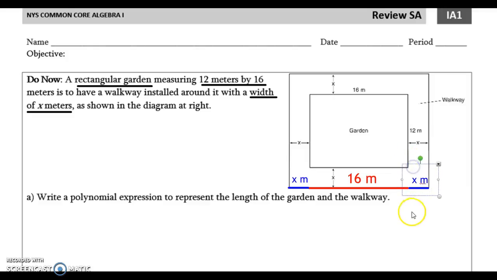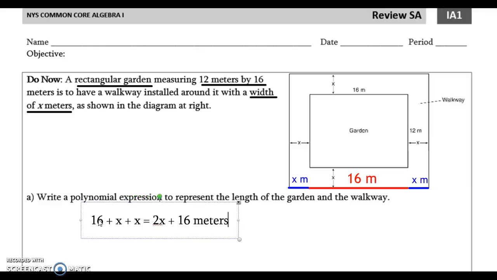The thing that they're going to ask you to do is try to determine the entire length of the garden and the walkway. So 16 plus X plus X. Instead of writing it like that, we'll simplify it. That's equal to 2X plus 16 meters.